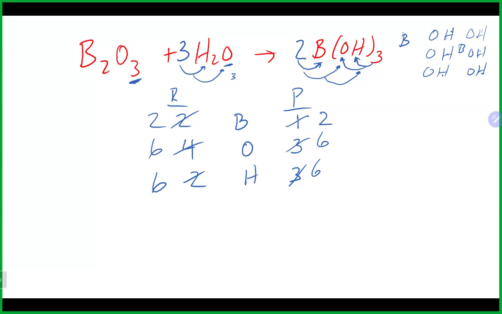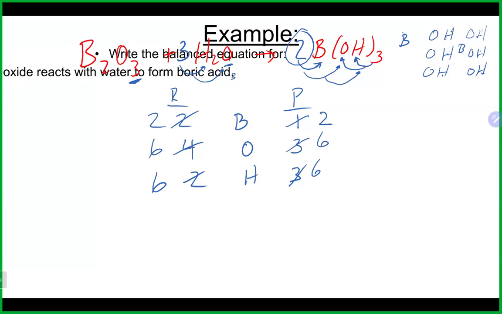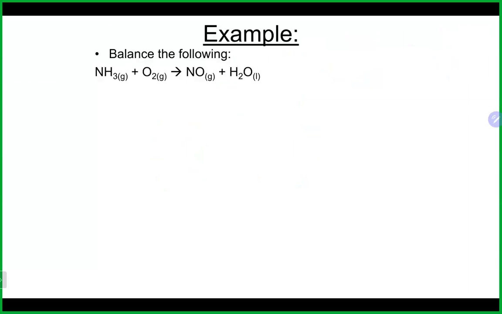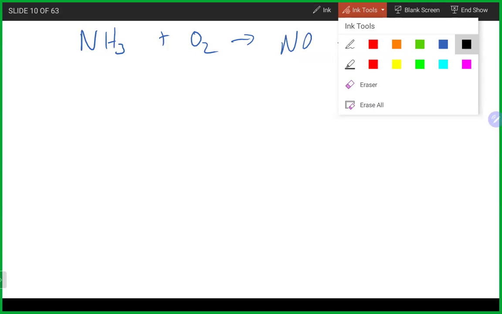Once again, here I chose hydrogen before oxygen because it's only in one place on each side. And obviously at this point, we do not want to go backwards and take that number off and start using different numbers and stuff like that. Any questions on that one there? All right. Let's take a look at another one here. Balance this guy up here. NH3, O2.